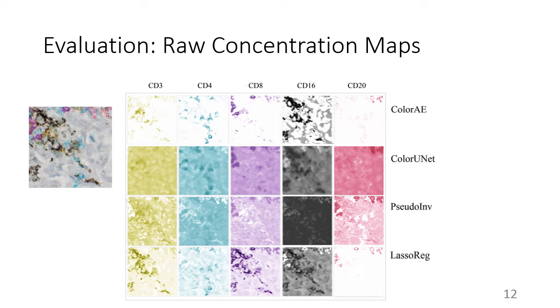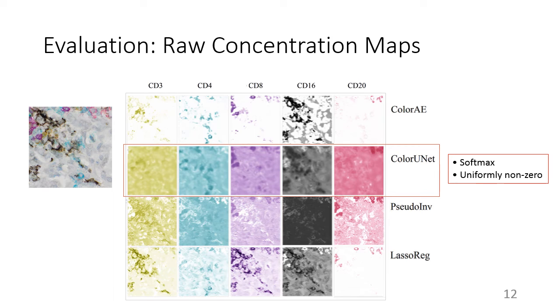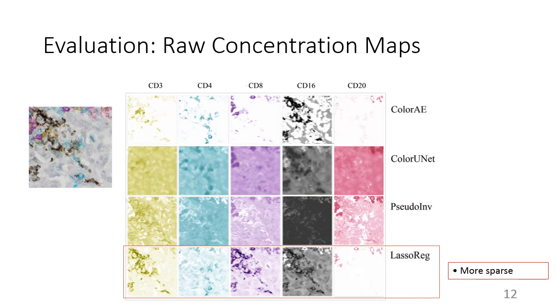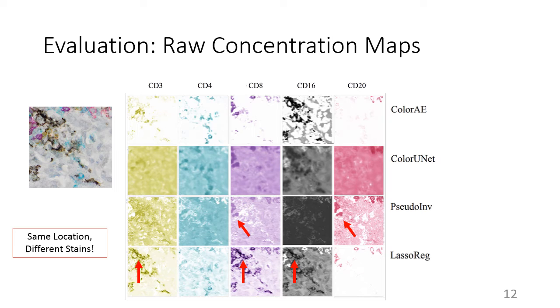We show qualitative evaluation of the raw concentration maps. Here are sample estimated stain concentrations for the 5 immune cell classes using our proposed model and the baseline models. ColorAE predicts poor concentration maps. They are the output from the softmax layer, and so they tend to be uniformly non-zero. Pseudo-inverse concentration maps have little sparsity, while lasso regression shows more sparsity. In both pseudo-inverse and lasso, different stains often share high concentrations in the same location, contradicting the visible stain as shown in the areas marked by the arrows.